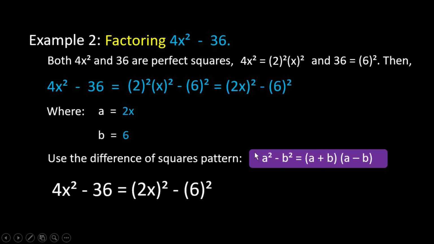So, sinusunod lang natin ito guys ha. A squared minus b squared. Then, ito naman siya. It follows kung ano yung value ng a. So, substitute natin dito sa ating pattern. So, equals to 2x plus 6. Ito. Then, next, 2x minus 6. Ito na. Ito siya guys. So, therefore, yung factors ng 4x squared minus 36 is 2x plus 6 at saka 2x minus 6.